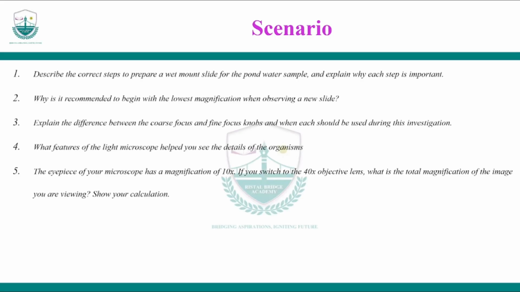So describe the correct steps of preparing a wet mount slide for the pond water sample and explain why each step is important. Why is it recommended to begin with the lowest magnification when observing a new slide? Explain the difference between coarse focus and fine focus knobs and when it should be used during the investigation. What features of the light microscope help you see the details of the organisms?